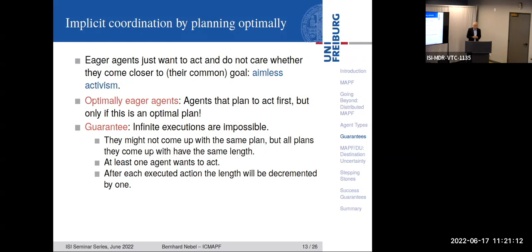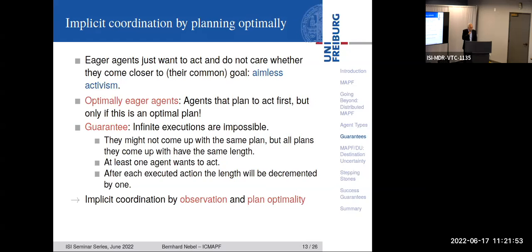And there must be one agent who wants to act. And after each executed action, the plan that is now the optimal plan will be one step shorter. And so when the agents replan, they come up again with a shorter plan. And so in a finite number of steps, we will terminate. Okay, so what we have here is that implicit coordination works if we can observe the others and we assume that the agents all plan optimally.